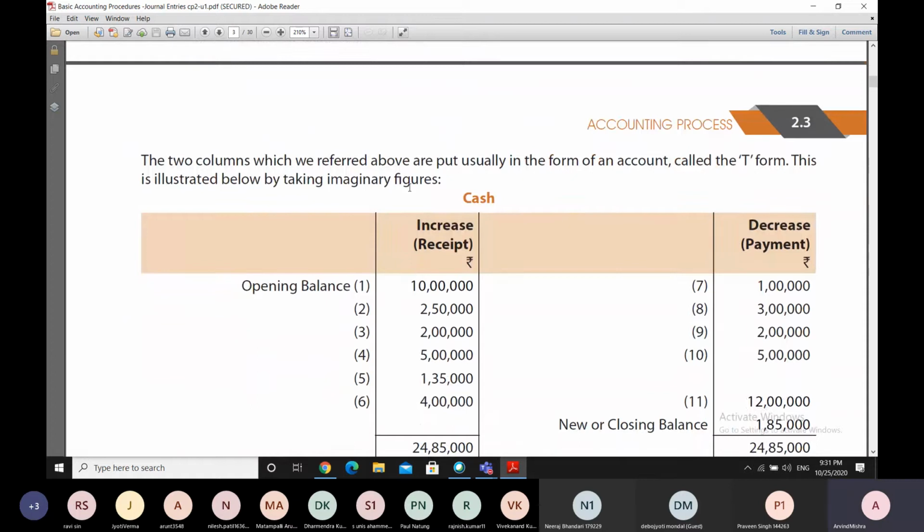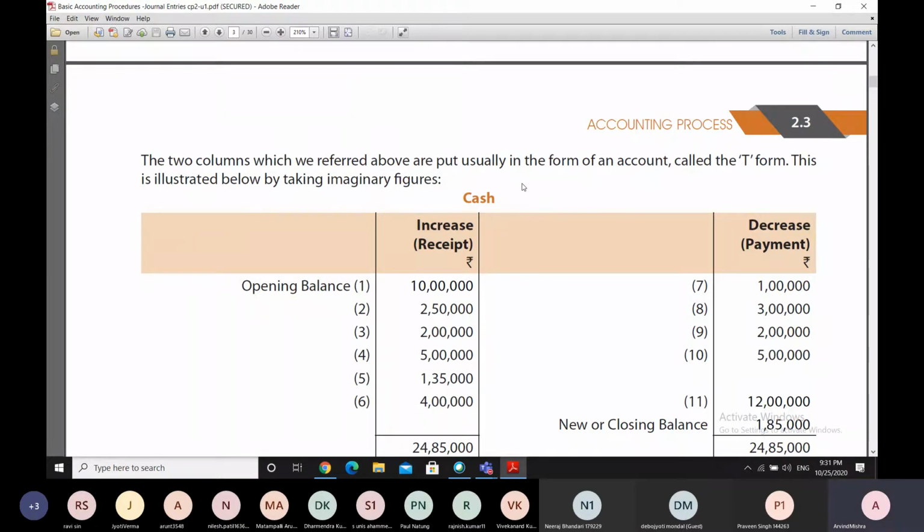So as an example of this, the two columns which we are referring to for cash are put in the form of an account, and it's called the T form. T form has a horizontal line and a vertical line in between. So every account has a T form, or it looks like a T.